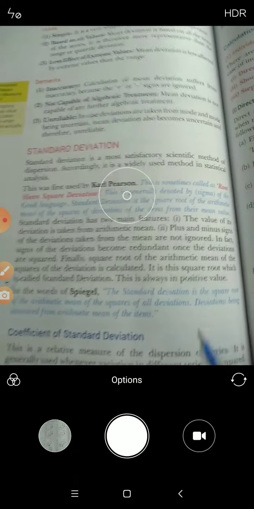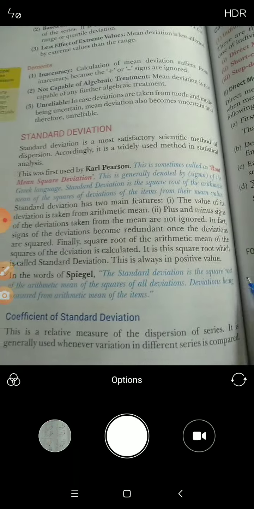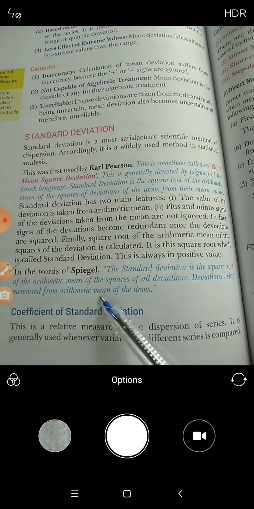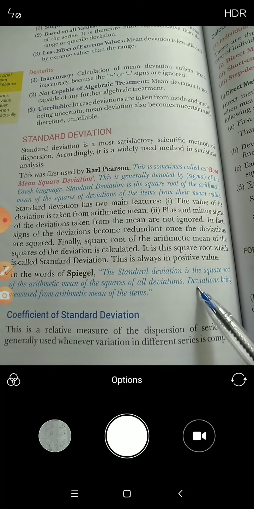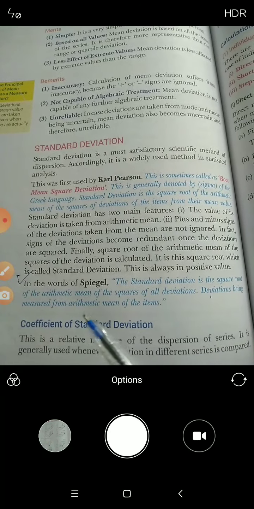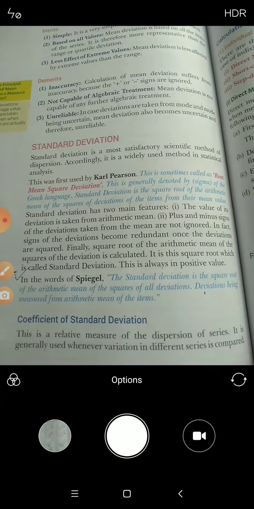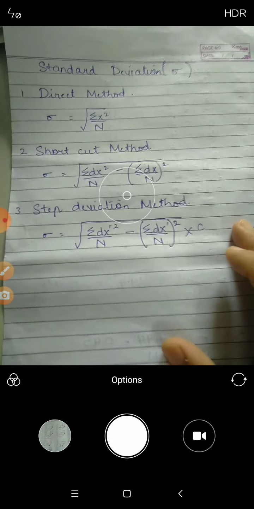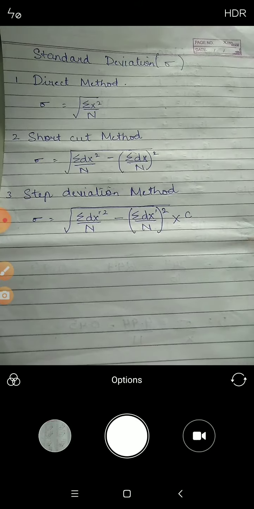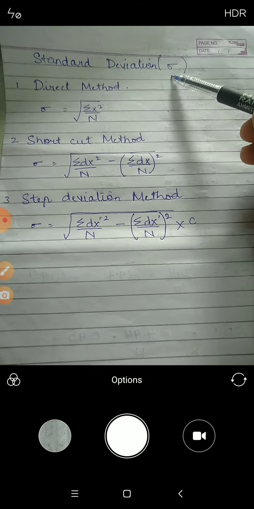So firstly, what is standard deviation? Standard deviation is the square root of the arithmetic mean of the squares of all deviations. And deviations are taken from the arithmetic mean of the items. This formula will be more clear when you use it. We have 3 methods of calculating the standard deviation. It is denoted by this sign, that is sigma.